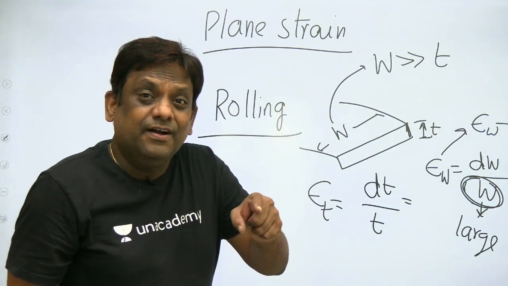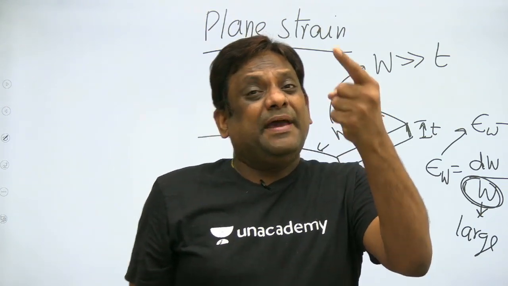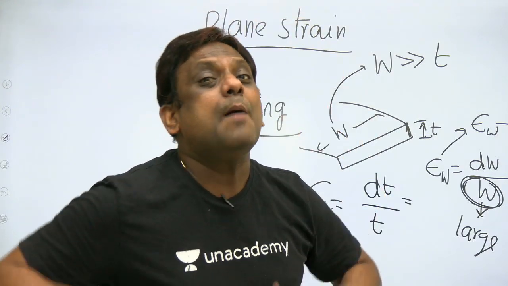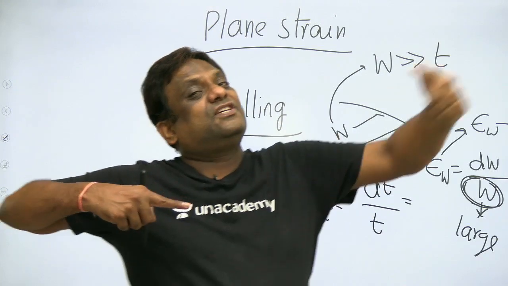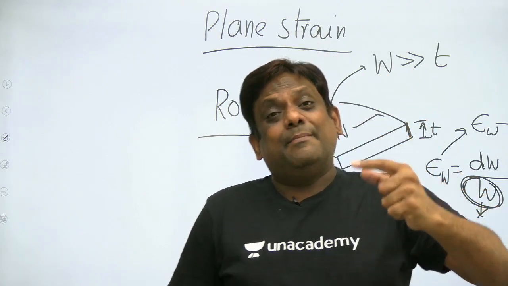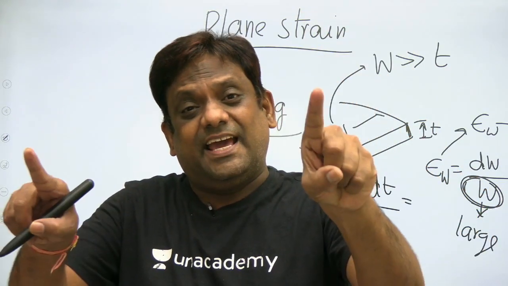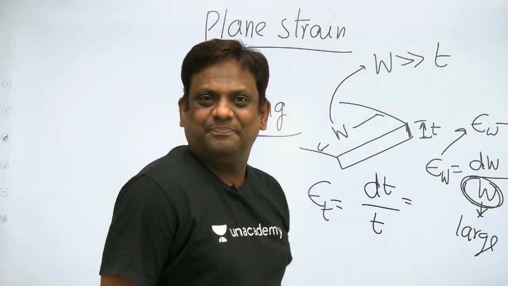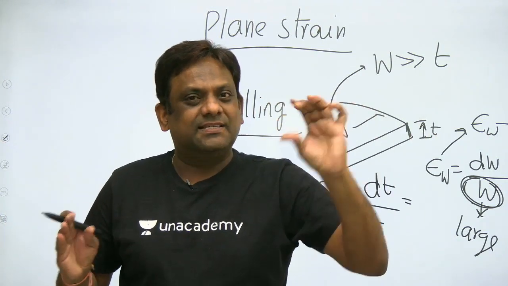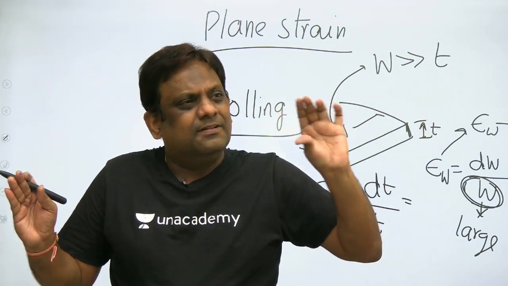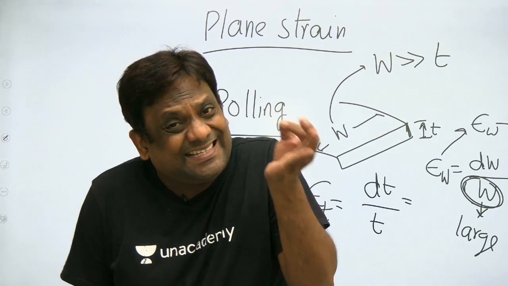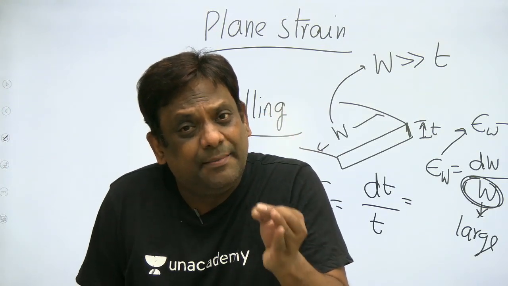So to achieve the plane strain condition, what do we mean by plane strain condition? The strain in one of the principal dimensions is zero. When is that possible? It is possible only if one of the dimensions is very large. So look at the difference. For plane stress, one dimension should be very small. For plane strain, one dimension should be very very large. So the example is rolling. In rolling, width is very large compared to thickness. As the width is very very large, even though there is a change, strain is almost negligible.